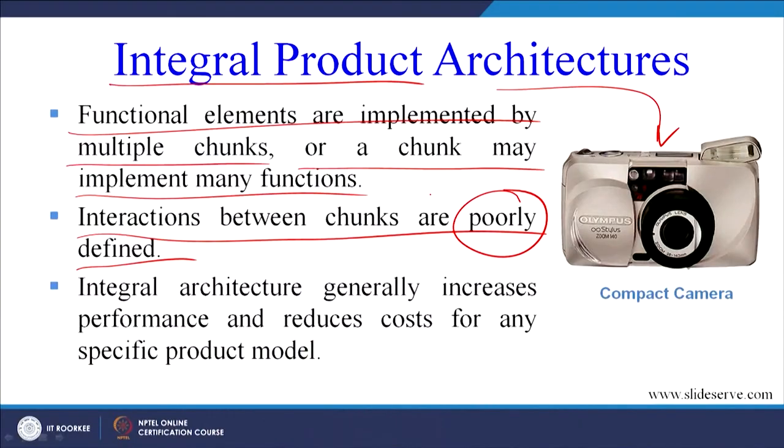Integral architecture generally increases performance and reduces costs for any specific product level. So the costs are less because we are identifying that each chunk will perform a large number of functions, as well as it increases the performance also. There are advantages of the integral product architecture, and therefore we see these days we have very compact products. Why? Because the chunks are multifunctional. A single chunk is performing a large number of functions.